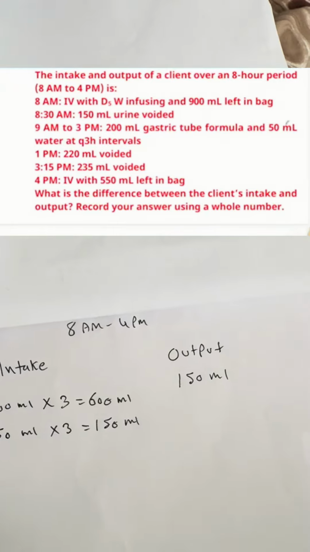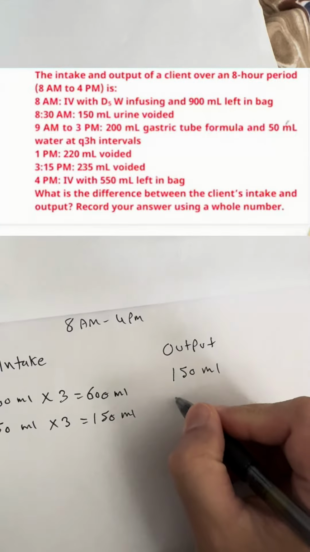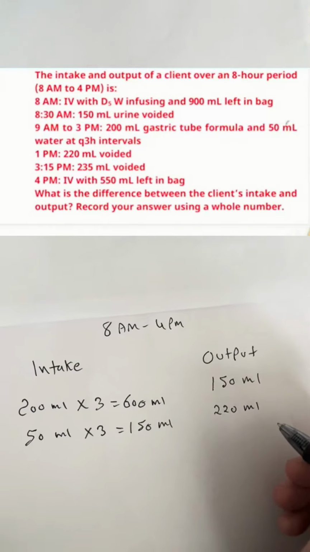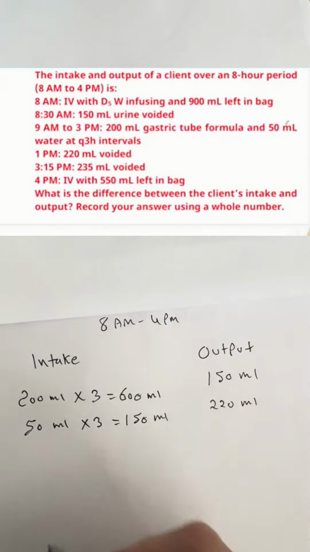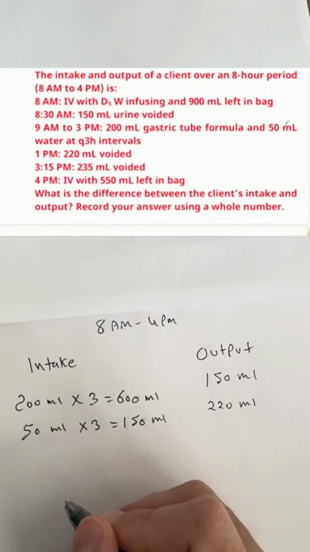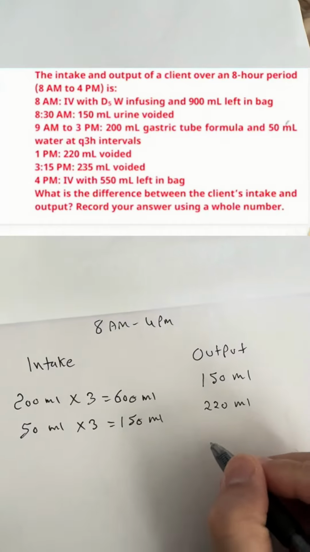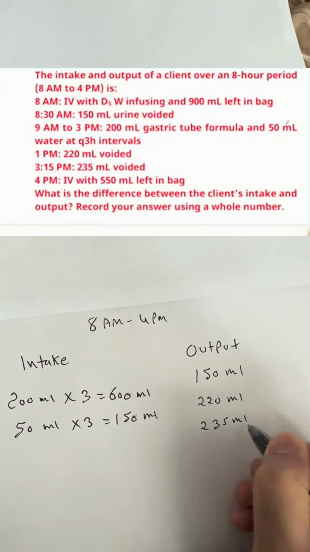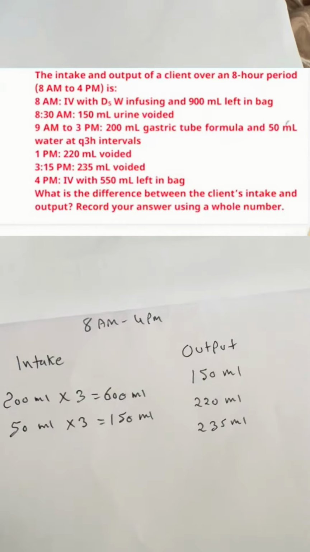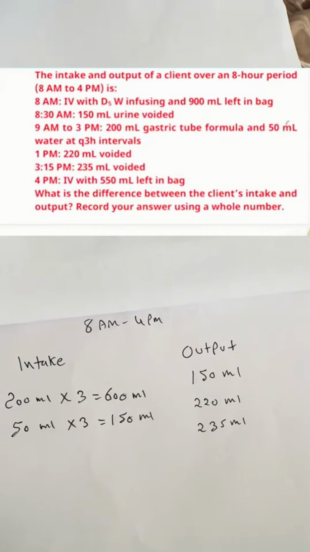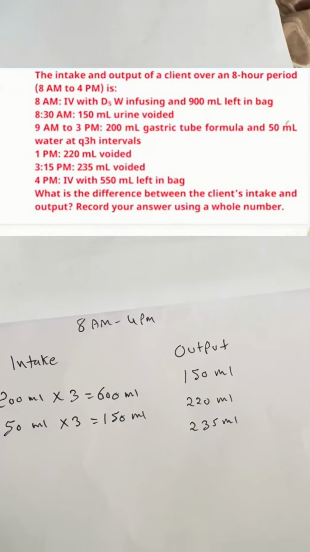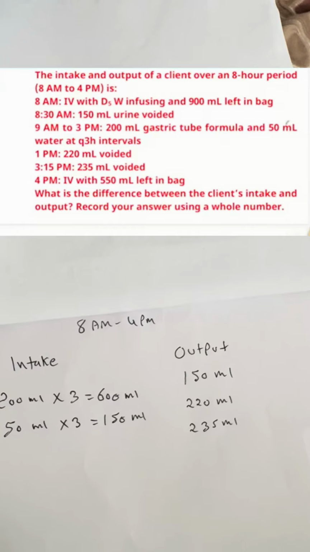Now at 1 o'clock the patient had 220 ml voided, so he voided again, 220 ml, right? The next is 3:15 p.m. The patient had 235 ml voided, so again this comes under voided. And 4 o'clock, so this is the last hour of your shift. At 4 o'clock you're about to end, so IV with 550 ml left in the bag.